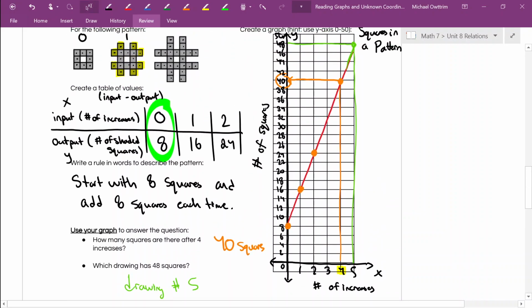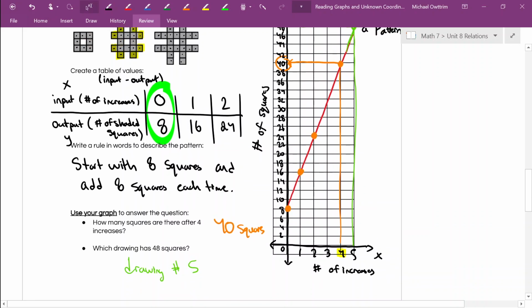Instead of trying to draw it out, you could of course continue the pattern in table of values as well, and that would be pretty easy. So I hope this has helped you with graphing and reading graphs to figure out unknown coordinates.